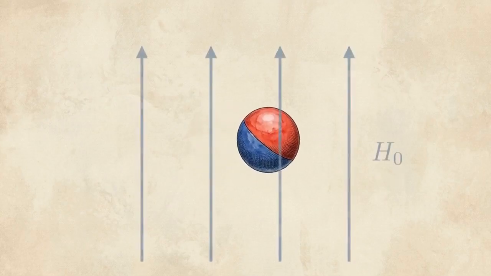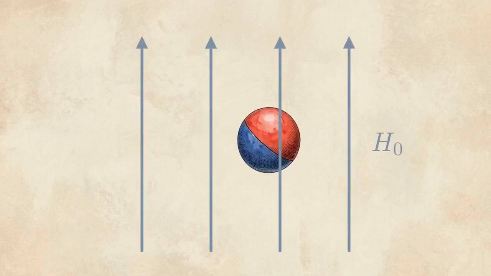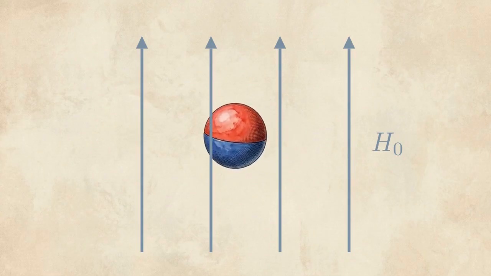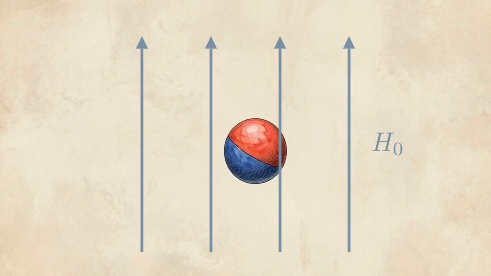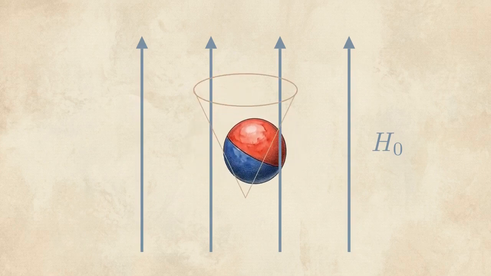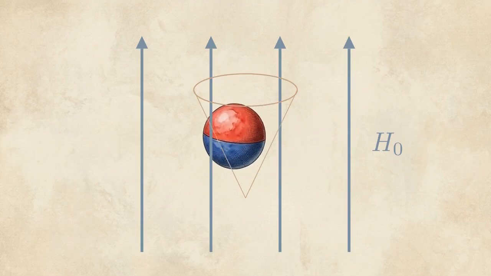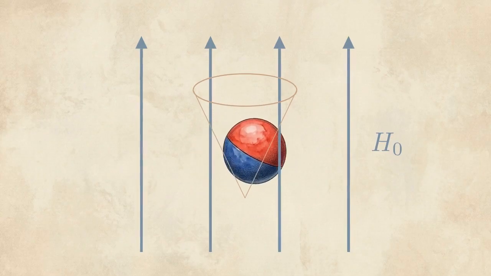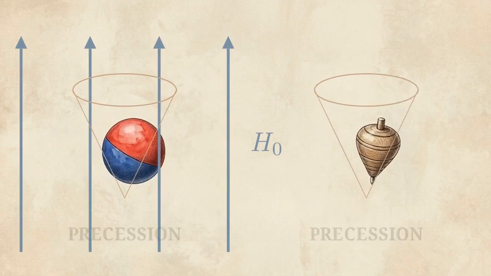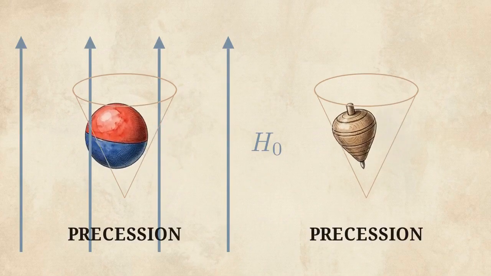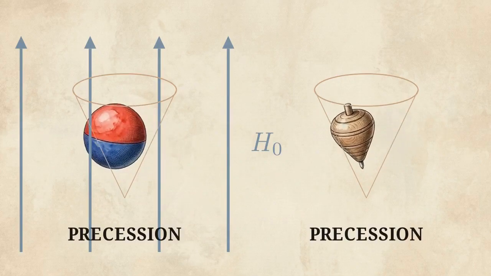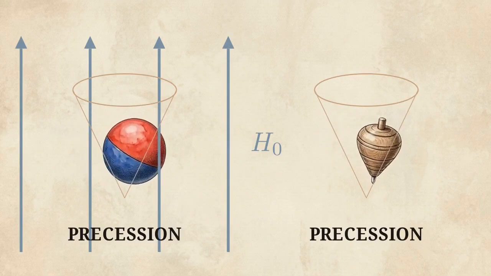When you place these tiny magnets into a strong external static magnetic field, which we call H0, they do not simply snap into static alignment. Instead, the interaction between their spin and the external field causes them to move in a characteristic circular pattern. It is the exact same gyroscopic motion you see when a spinning top begins to wobble under the influence of Earth's gravity. The top spins on its axis, but that axis slowly sweeps out a cone. In physics, this is known as precessional motion.